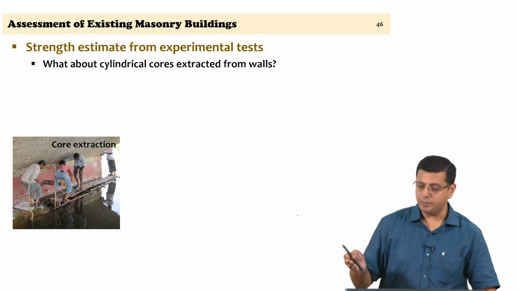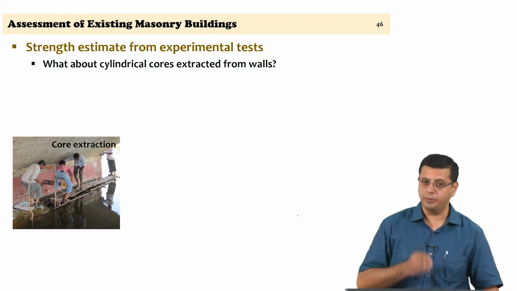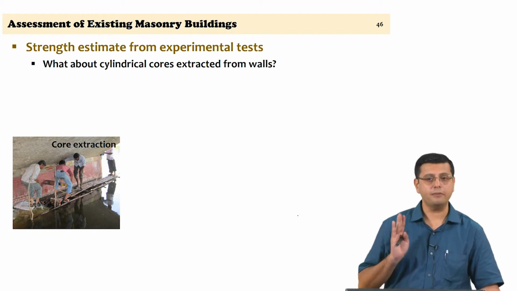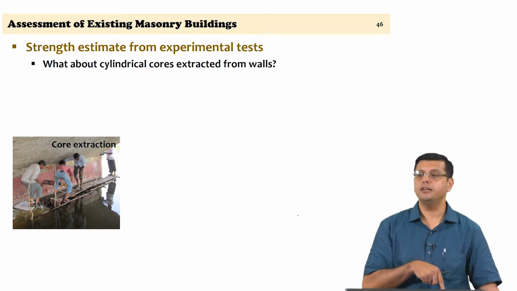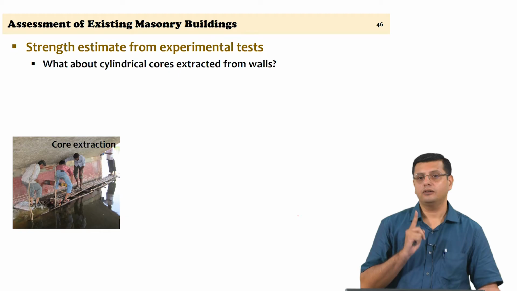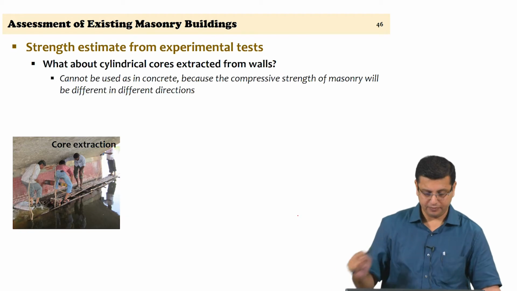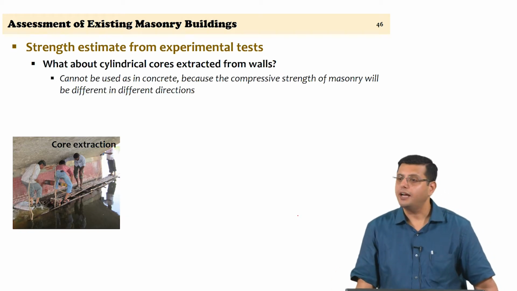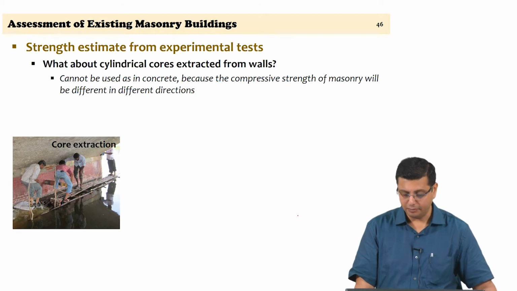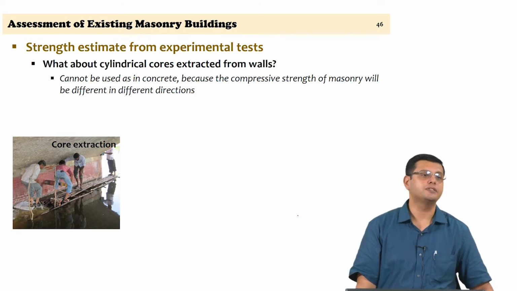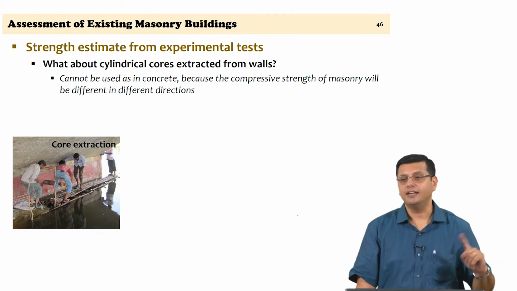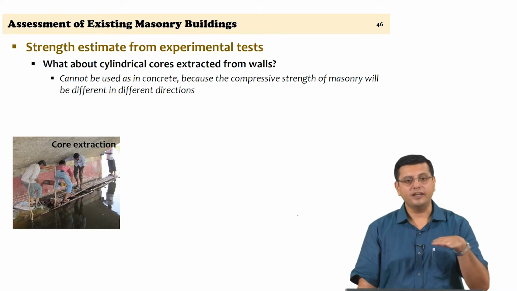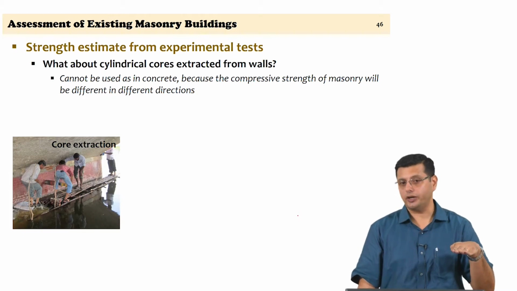I can examine the core, understand the morphology and say it is brick, good quality brick and good quality lime, and use correlation. But if I were to use the core for strength, what are the precautions? Okay. It cannot be used as we would use in concrete, because you know that the compressive strength of masonry is going to be different depending on the direction that you test it in. Yes, there is a correlation to the direction of the bed joint.